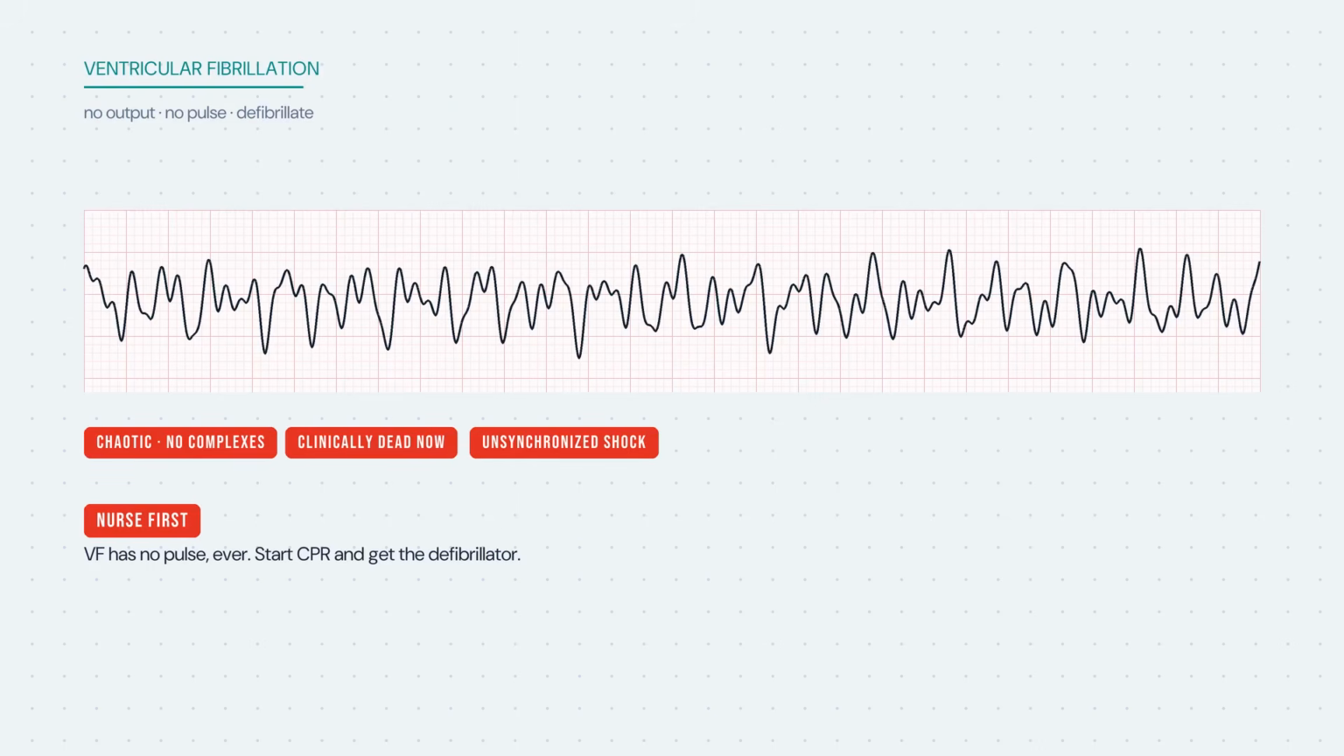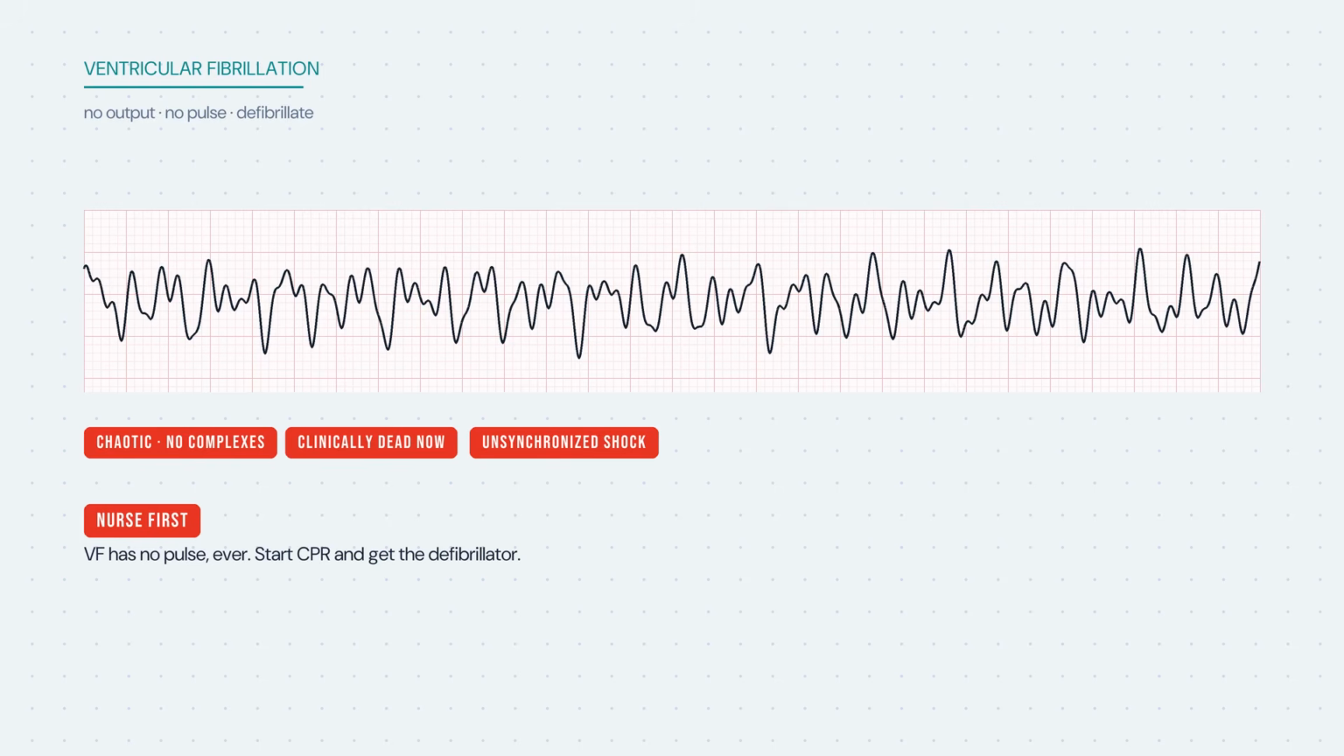Ventricular fibrillation. The ventricles are not contracting at all, they are quivering, chaotically, with no organized complexes. Nothing is being ejected. There is no cardiac output and there is no pulse. This patient is clinically dead right now. The only thing that reverses it is defibrillation, an unsynchronized shock that depolarizes the entire heart at once so the SA node can retake control.